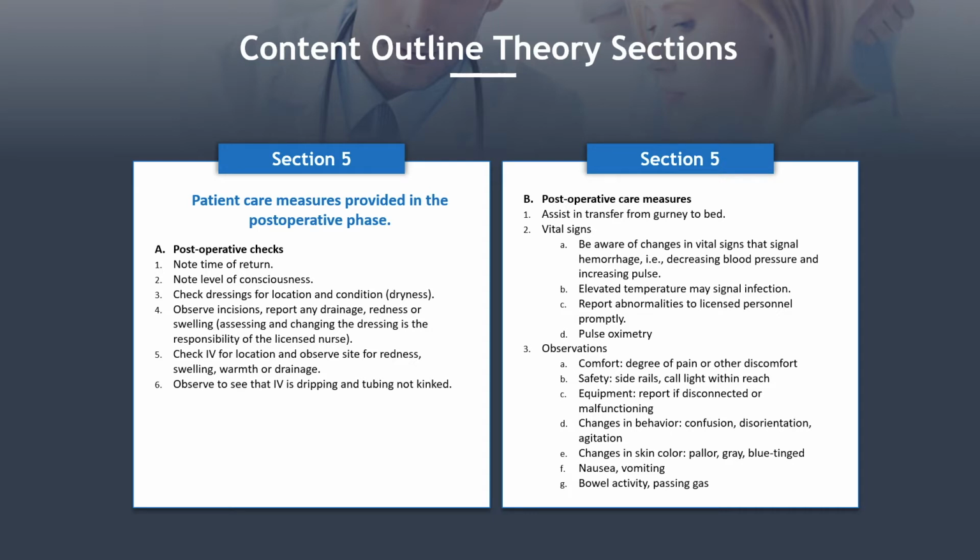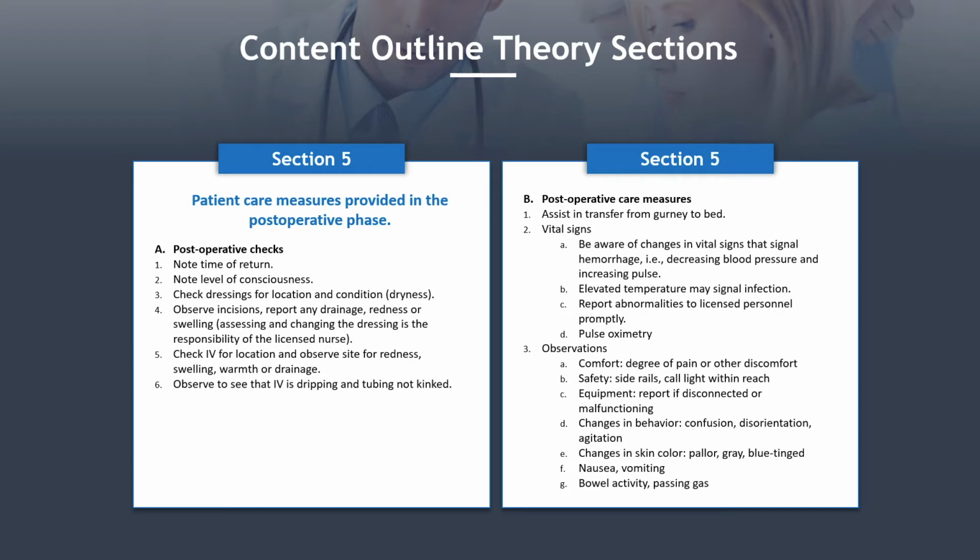B. Post-operative care measures. Assist in transfer from gurney to bed. Vital signs. Be aware of changes in vital signs that signal hemorrhage, such as decreasing blood pressure and increasing pulse. Elevated temperature may signal infection. Report abnormalities to licensed personnel promptly. Use pulse oximetry.